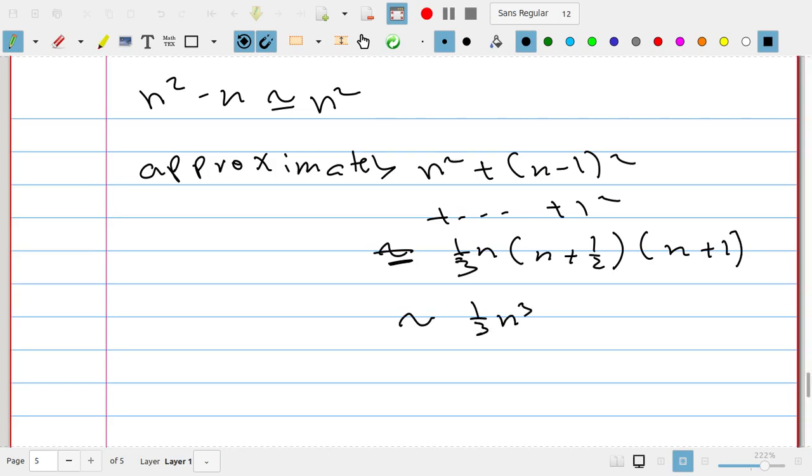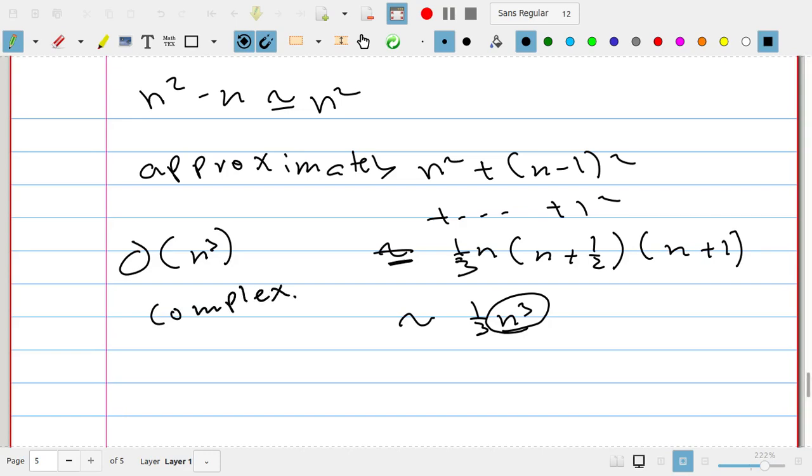Remember, I said that since n is large, n cubed is much larger than n squared, which is much larger than n, and so on and so forth. So you have to do this many steps, 1/3 n cubed. So in algorithmic language, we would say that this algorithm is O(n cubed) complexity.